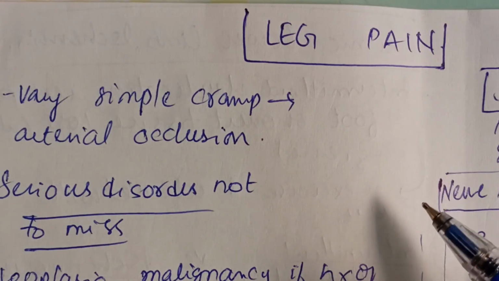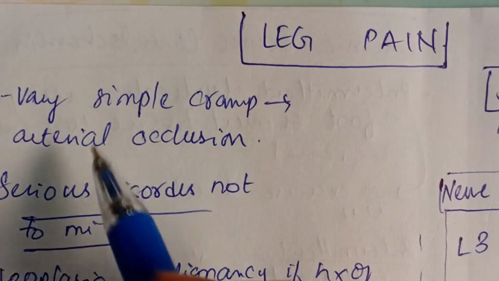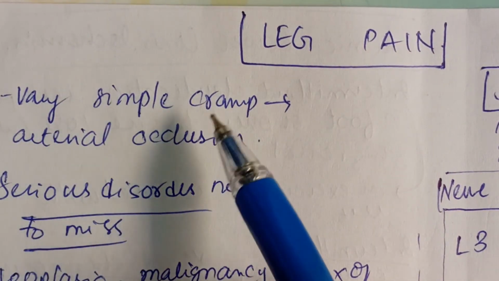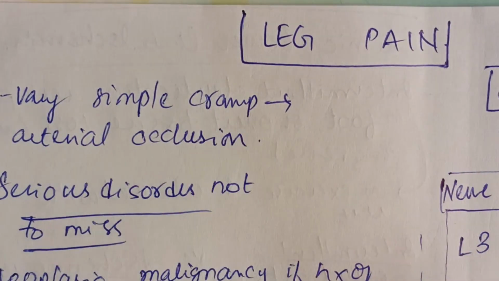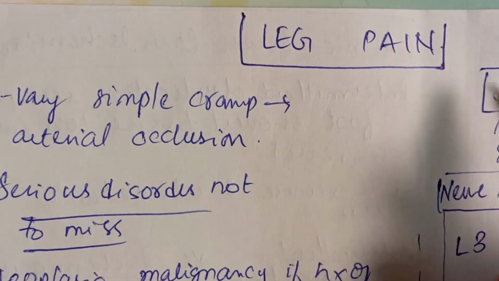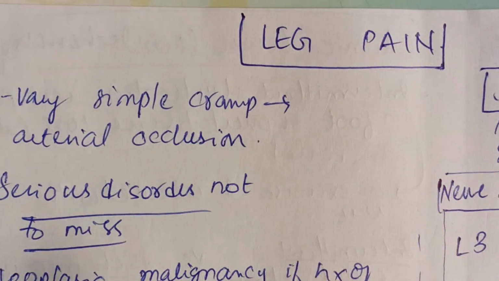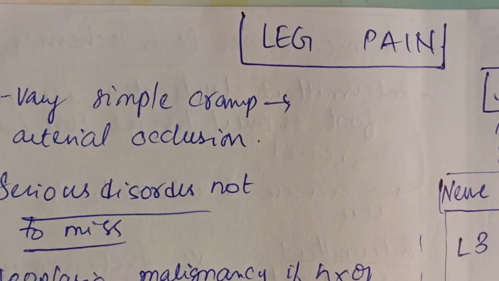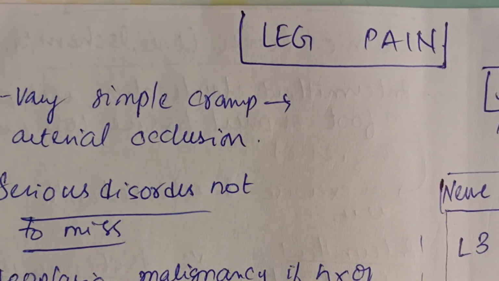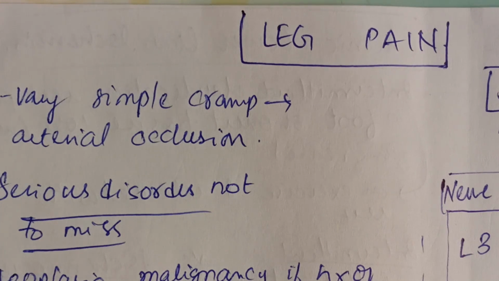Guys, the topic of today's video is leg pain. Leg pain is something that can vary from simple cramp-like pain to arterial occlusion. Leg pain is very important for AMC because we cannot find it somewhere else in this summarized manner. AMC likes to test it under the headings of DVT and under the vascular occlusion ischemic pains.